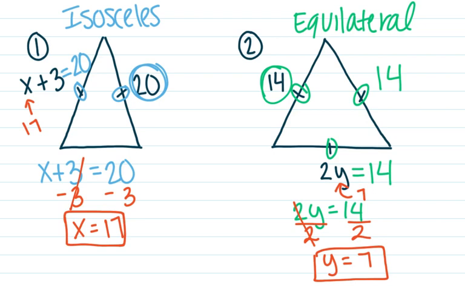So those two little fun facts about isosceles triangles, how they have two equal sides, and equilateral triangles, how they have 3 equal sides, can help you find missing pieces of the sides of the triangles. I hope this helps explain any confusion you may have about the side relationships in triangles.